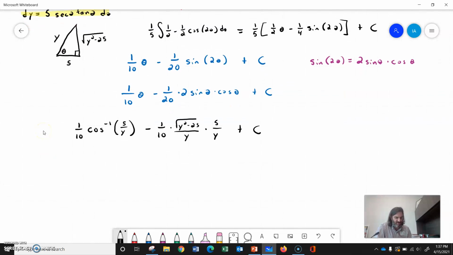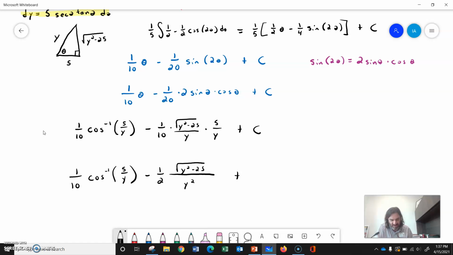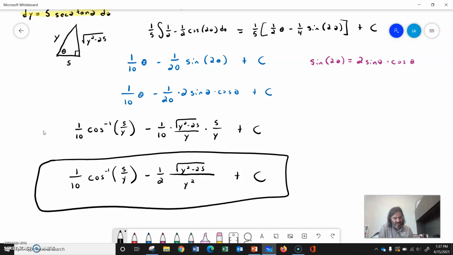So let's do one final cleanup here. The first one we're going to leave alone, and you could have a different trig inverse function here than cosine. You would have a different argument inside the inverse function, but let's just say you have what I have. So 1/10 cosine inverse of 5/y, and then we'll have minus 1/2 square root of y squared minus 25 on top and y squared on the bottom plus c. There might be some variations we could do there, but it looks like we've completed the problem the best we can.